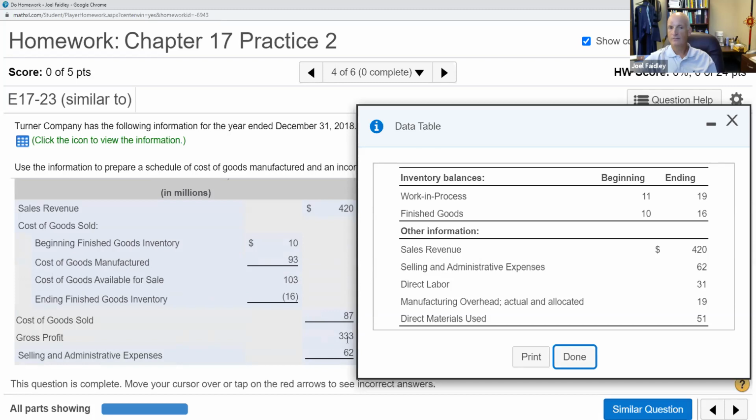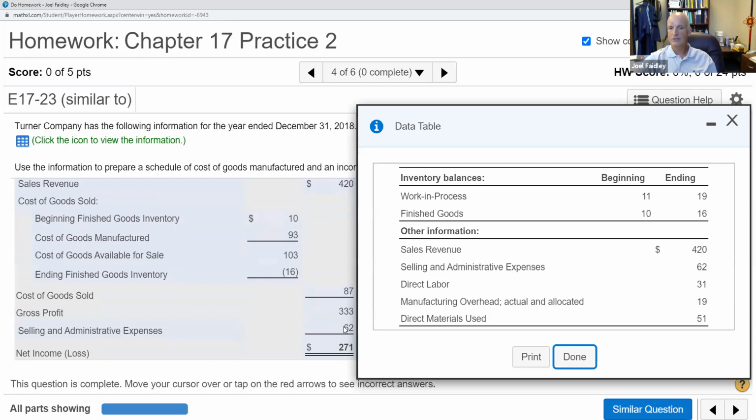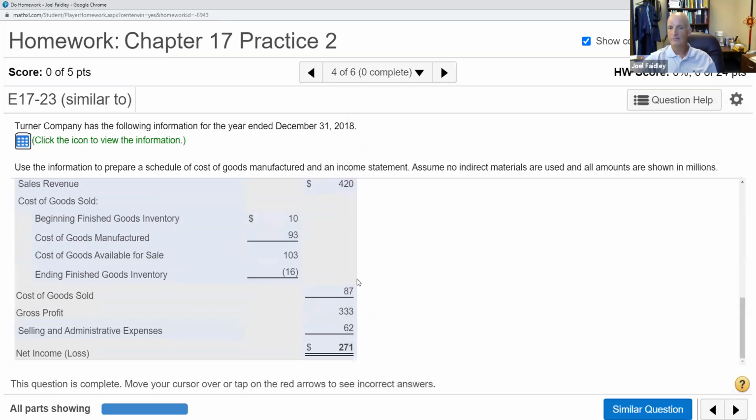Gross profit, sales revenue minus COGS. Gross profit minus my SG&A gives you my net income. That's a little bit different format than what you had in 2010. This is your cost of goods sold format, which is used by manufacturers primarily, but also, I guess, merchandising, but really manufacturing. You can do this based on GAAP. There's nothing wrong with using this.